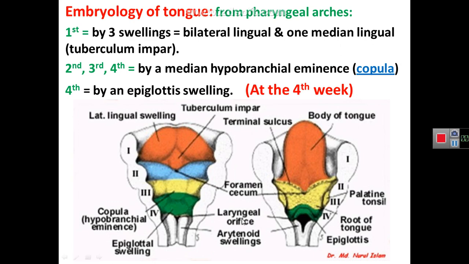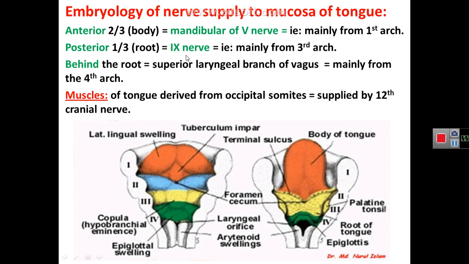In consideration of these embryological swellings forming the tongue, we can describe the nerve supply to the mucosa of the tongue. The anterior two-thirds of the tongue, which is the body of the tongue, is derived from the first pharyngeal arch. And the nerve of the first pharyngeal arch is the trigeminal nerve, as we said before. So the anterior two-thirds of the tongue is supplied by the trigeminal nerve, the fifth cranial nerve, mainly from the mandibular branch.